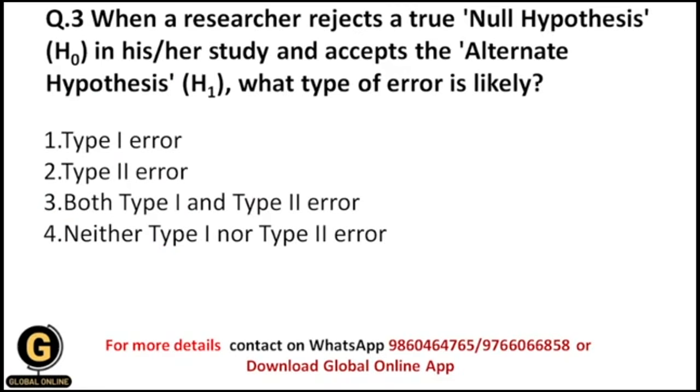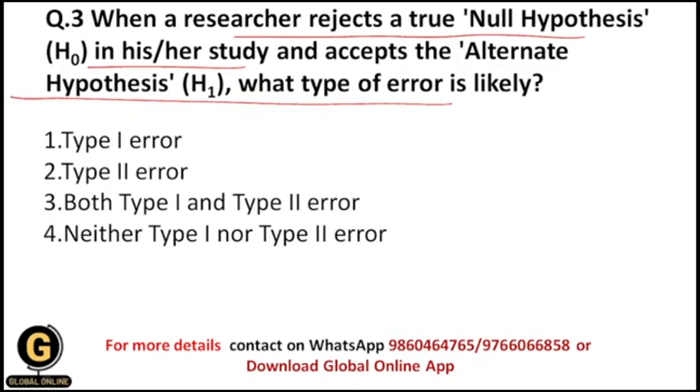When a researcher rejects a true null hypothesis in his or her study and accepts the alternative hypothesis, what type of error is likely? So whenever a researcher rejects a true null hypothesis and accepts the alternate hypothesis, then what type of error will occur? As I have told earlier in the previous video, students, there are 2 types of error that occur.